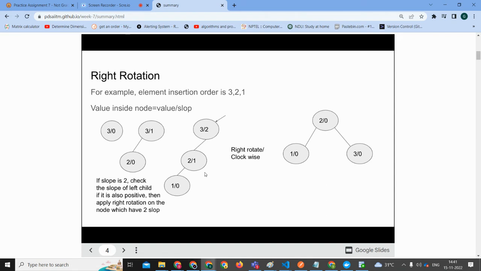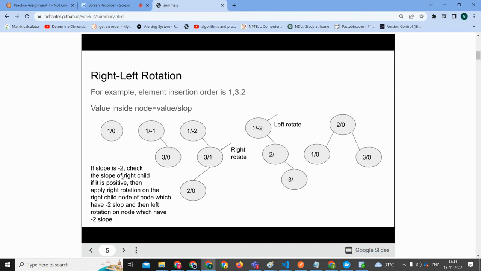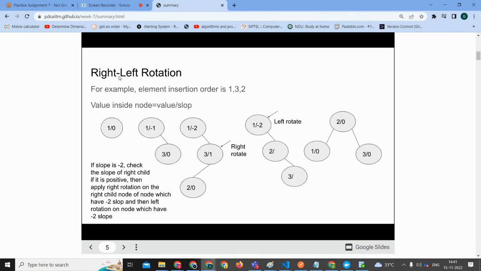Same way, 2 goes upside and 3 comes downside. So this is called right rotation. And then you have something called right left rotation.